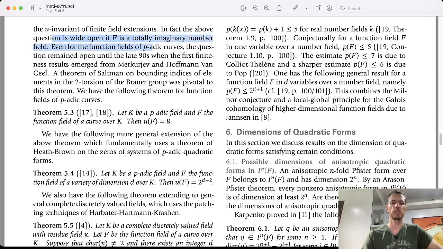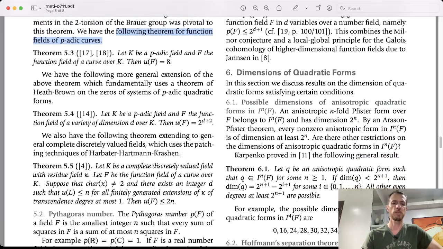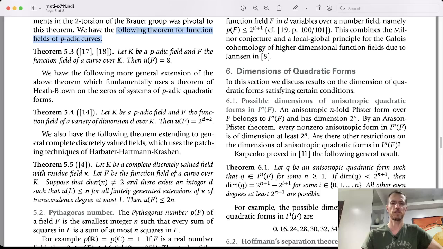Even for the function fields of p-adic curves, the question remained open until the late 90s, when the first finiteness results emerged from Merkurjev and Hoffmann-van Geel. A theorem of Saltman on bounding indices of elements in the 2-torsion of the Brauer group was pivotal to this theorem. We have the following theorem for function fields of p-adic curves. Theorem. Let K be a p-adic field and F the function field of a curve over K, then the u-invariant of F is 8.